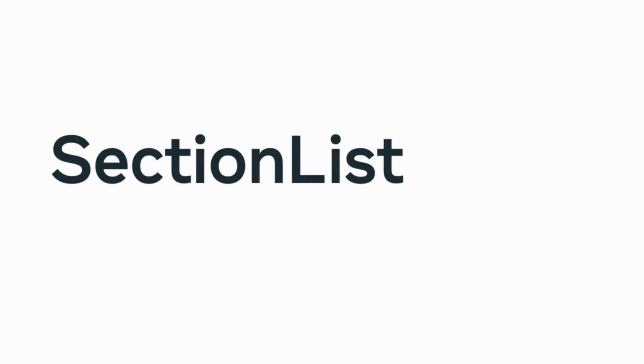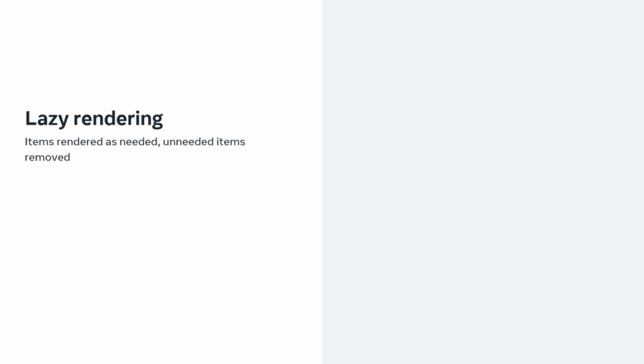This is where SectionList comes into play. SectionList is another built-in React Native component that has the same features found in the FlatList component, but it also supports the separation of items in a list. So let's start by comparing the FlatList and SectionList components. Much like FlatList, the SectionList component uses lazy rendering to achieve faster rendering. Recall that this is done by rendering items only as they need to appear on screen and removing items that are no longer in use.